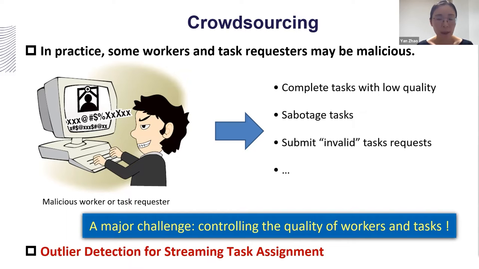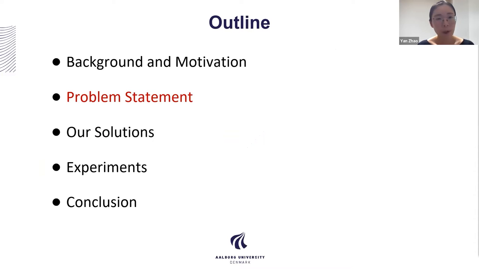To address this challenge, we propose a crowdsourcing framework called Outlier Detection for Streaming Task Assignment that aims to enable effective task assignment in settings with malicious workers and task requesters. Before introducing our solution framework, I'll give the problem statement.